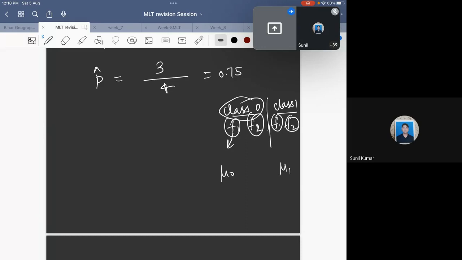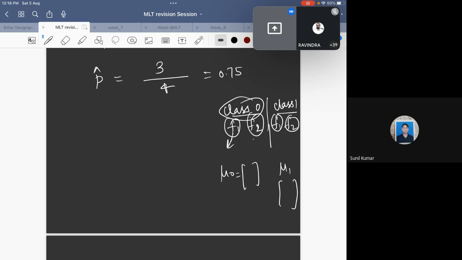And this mu naught will be in which dimension? Can somebody tell me? If you have a data set in 2 dimensions, this mu naught should also be in 2 dimensions, right? For example, this is the x coordinate and this is the y coordinate. So it should have both x and y coordinates. Again, mu1 also should have x and y coordinates. Okay, this is how it should be.